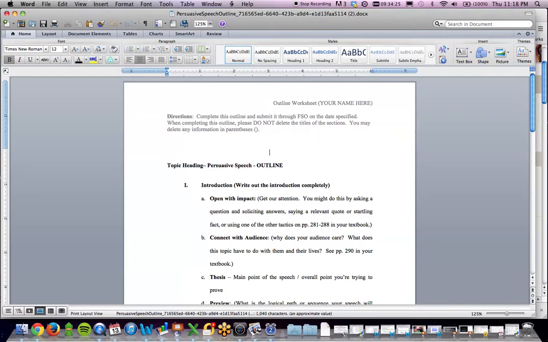So remember, you can always delete the items that are in the parentheses. I don't need to see those. Also, the references from the textbook, and sometimes these page numbers vary simply based on the version of the book, but for the most part they're pretty accurate. So make sure you've got an open with impact. You might want to write it out more than you write out the other stuff.